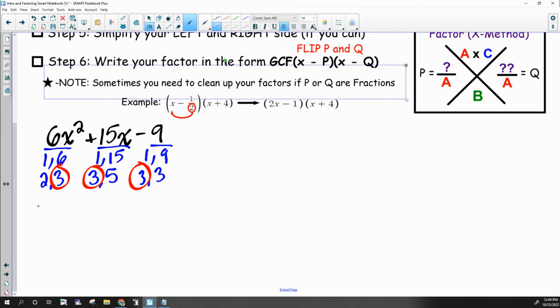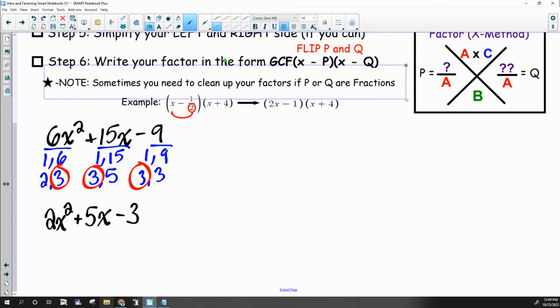So what is 6 divided by 3? 2. X squared comes along for the ride. 15 divided by 3 is 5 plus 5x. And 9 divided by 3 is 3. Bring down the minus 3. So we have taken out our greatest common factor.